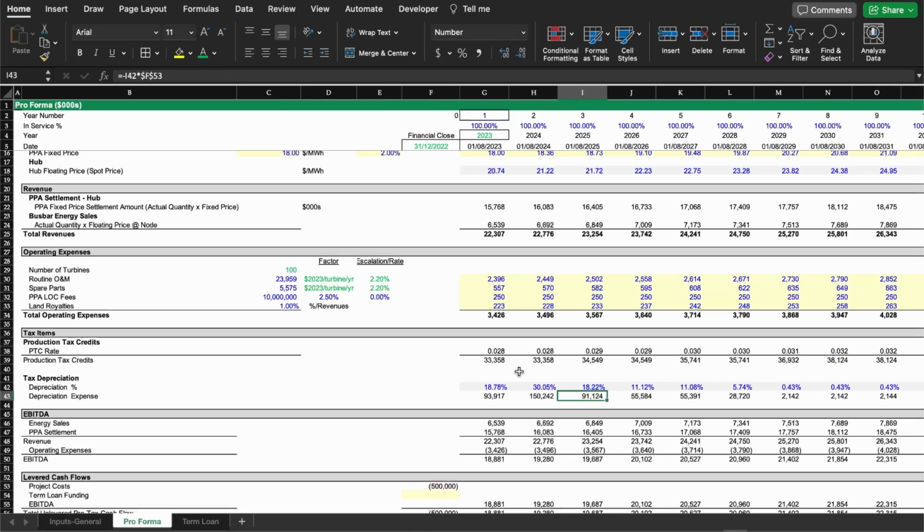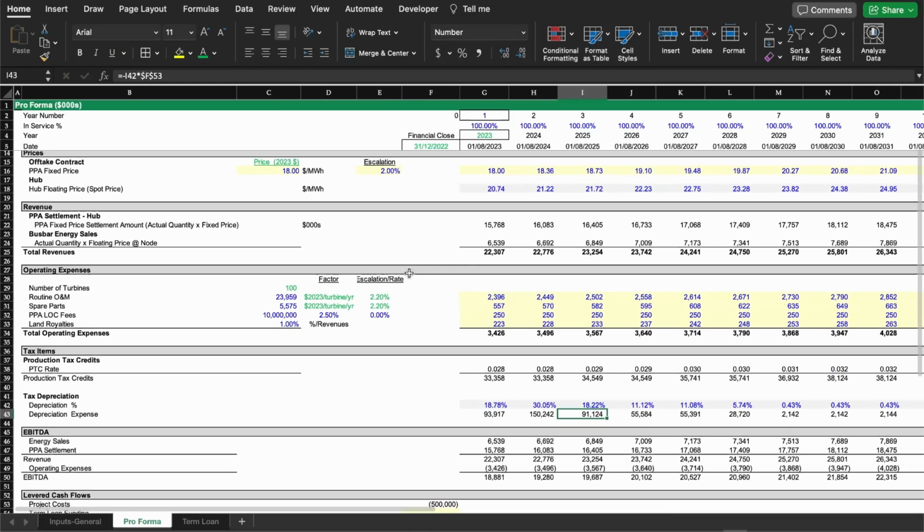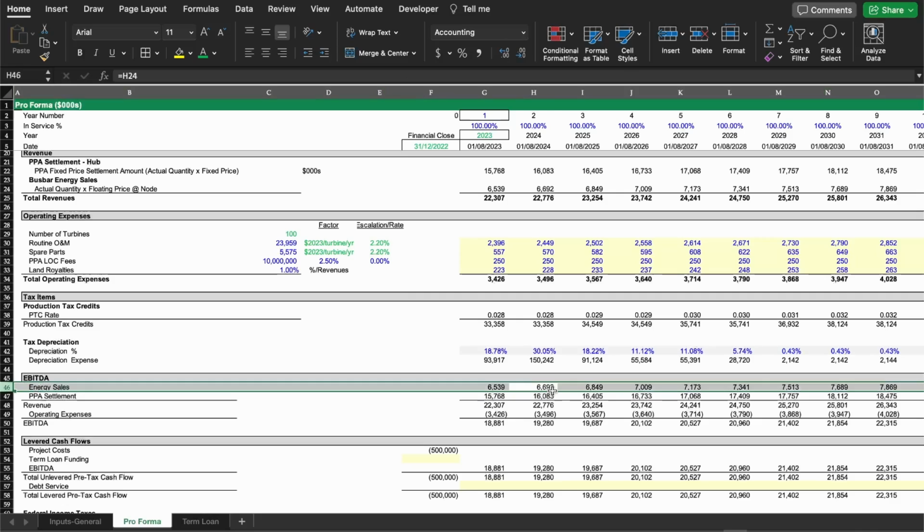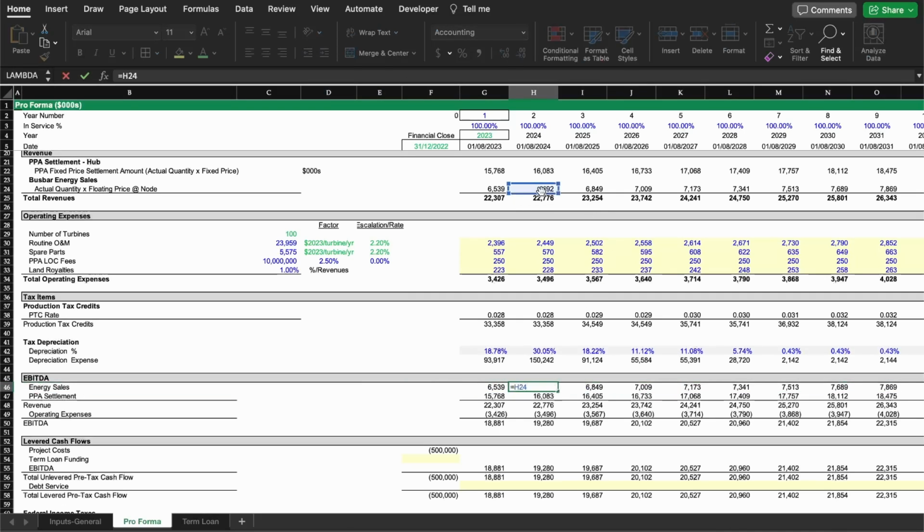So let's summarize where we are, right? So we have the revenues, okay? We have the operating expense. We have some sort of tax credit in here. We don't know exactly how it works, but we're going to find out later. And we calculate depreciation. So now it's time to calculate the EBITDA, right? Which we have exactly down here. So we have here the energy sales, which should come from this number here.